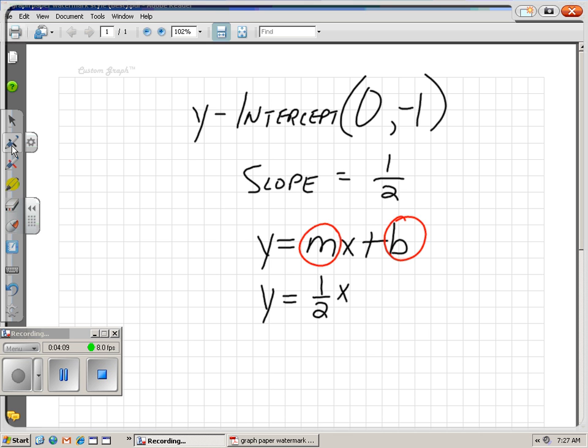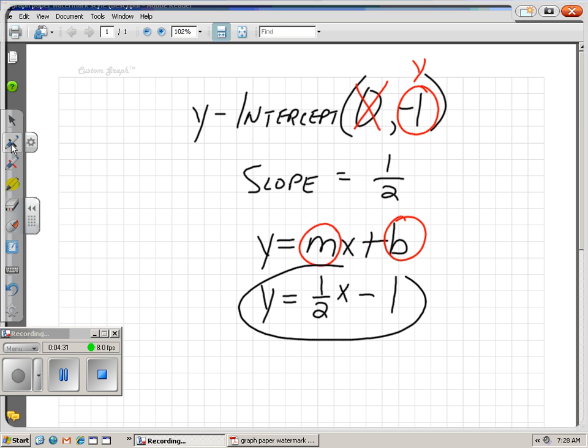And I look up here and I see my y-intercept is -1. So I don't need the 0. All I need is the y. Where does it cross the y? It crosses the y at -1. So I'm going to write -1. We could write plus a -1, but that's kind of clumsy and awkward. Let's just write -1. And that's correct.